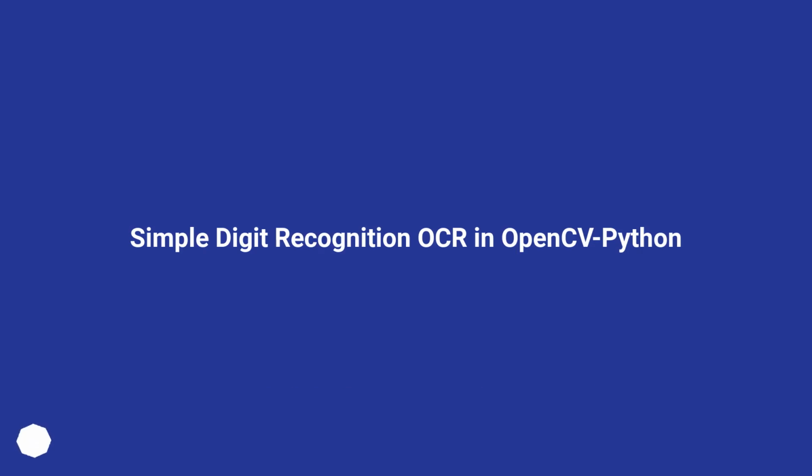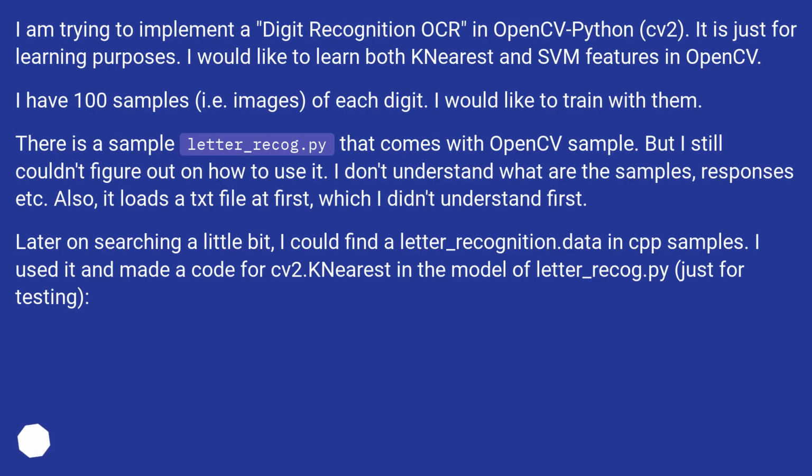Simple Digit Recognition OCR in OpenCV-Python. I am trying to implement a digit recognition OCR in OpenCV-Python, cv2. It is just for learning purposes. I would like to learn both KNearest and SVM features in OpenCV.